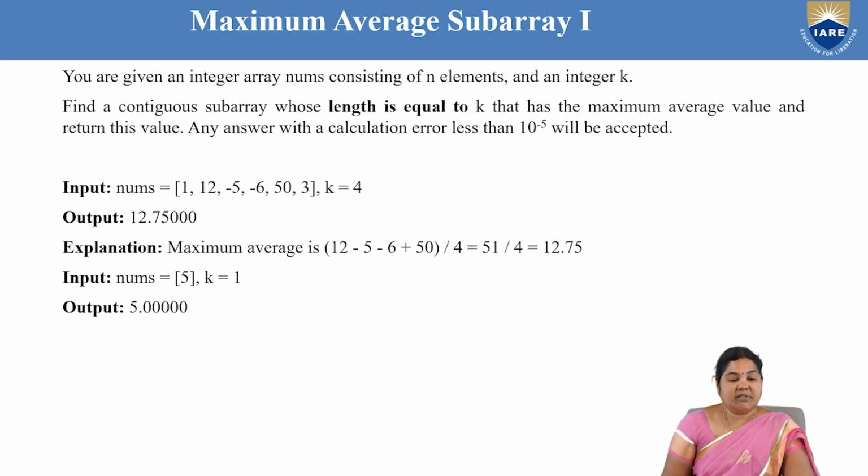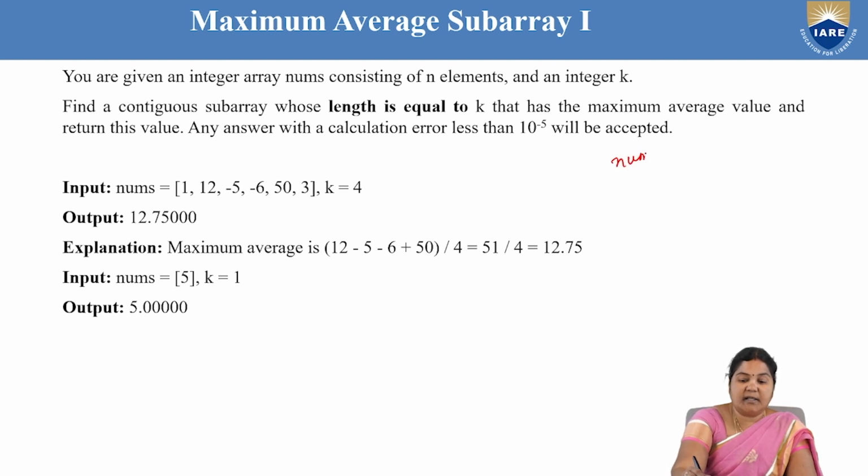Now the next question is Maximum Average Subarray 1. What is the problem statement? Let us first read it and understand it. You are given an integer array nums consisting of n elements and an integer k. So that means you have been given a nums array and an integer value k.